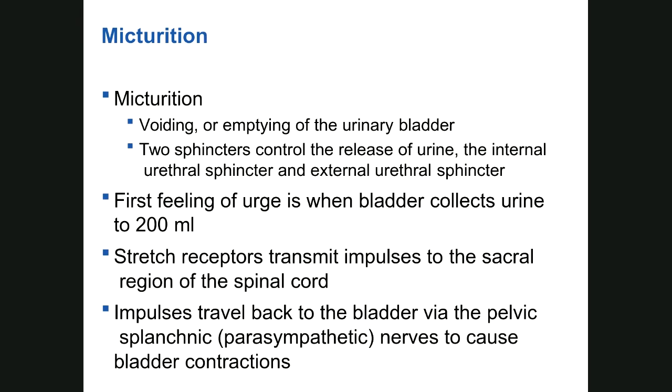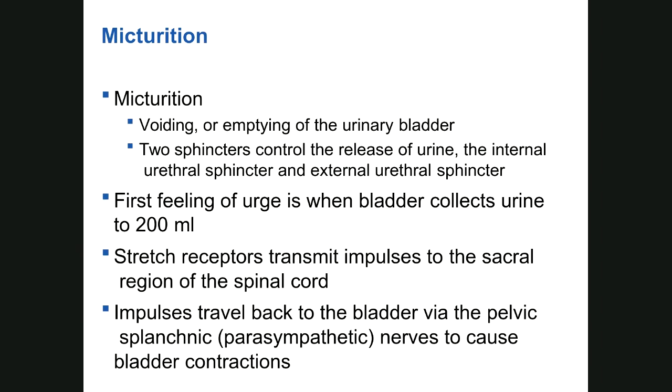So basically, there are two sphincters that control urination from the urinary bladder. One is known as the internal urethral sphincter, and one is the external. The internal is involuntary, which is primarily controlled by the sympathetic nerve fibers, and the external urethral sphincter is controlled by the pudendal somatic nerve, which is under voluntary control. The first feeling of urge starts when the urine volume becomes 200 ml.